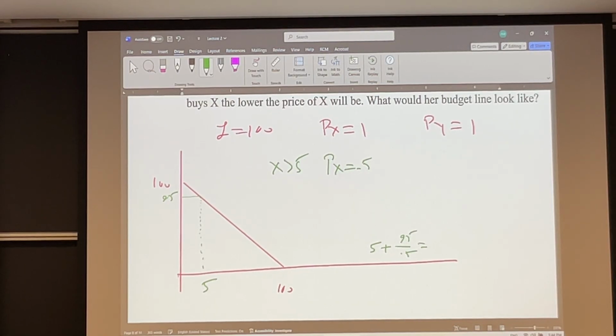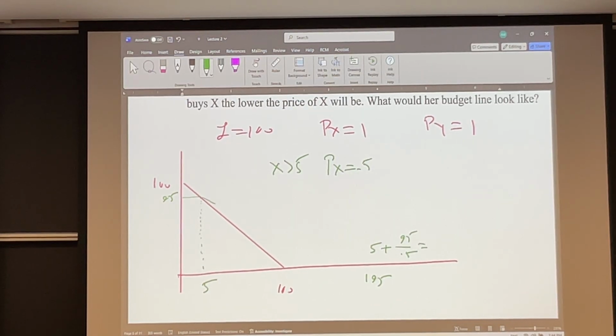How much is that? 195? 195. That's your kink in the budget line. So someone who's facing a change in the price will have a kinked budget line. That's the initial budget line, then kicked out because the price declines.